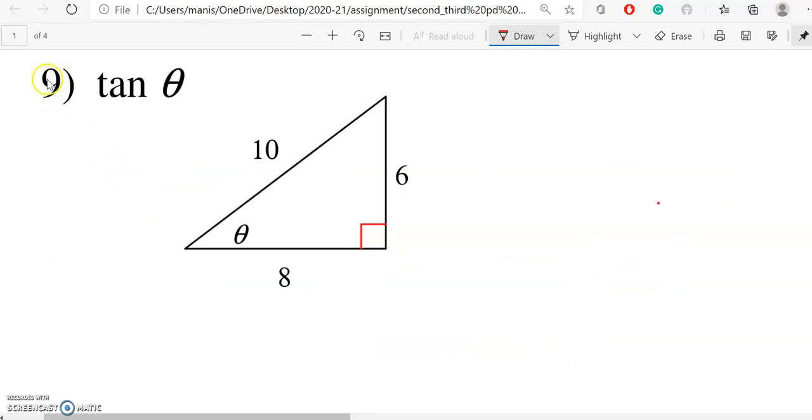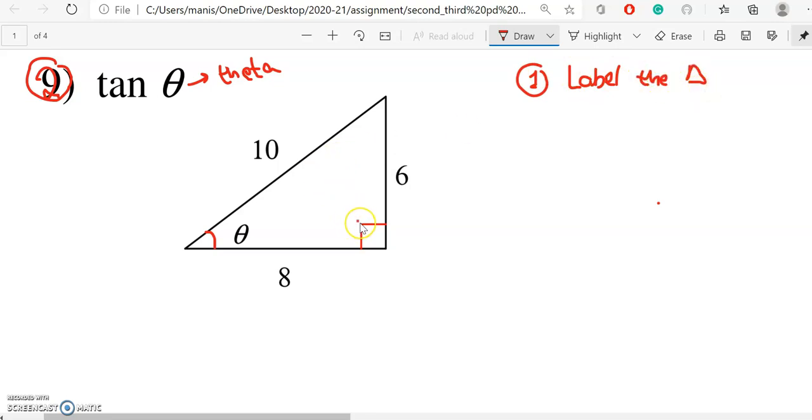Okay, let's look at this question over here. I will give this as number 2. They are asking us the value of tangent theta. When I say theta, this symbol is a Greek symbol which is called theta. Step number 1, label your triangle. Label the triangle.